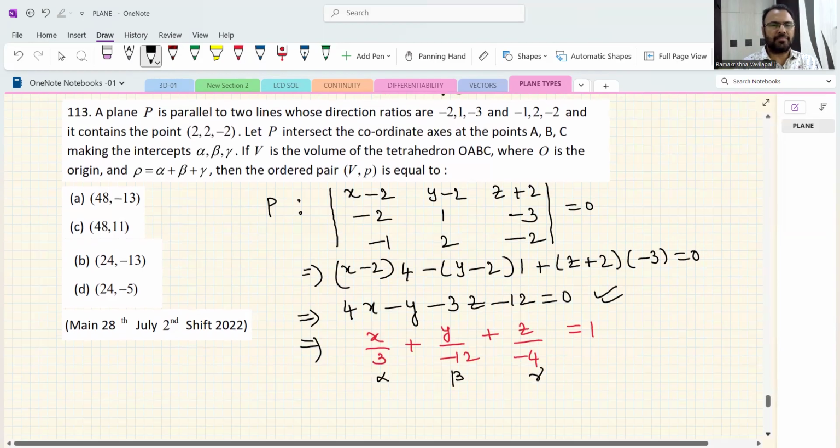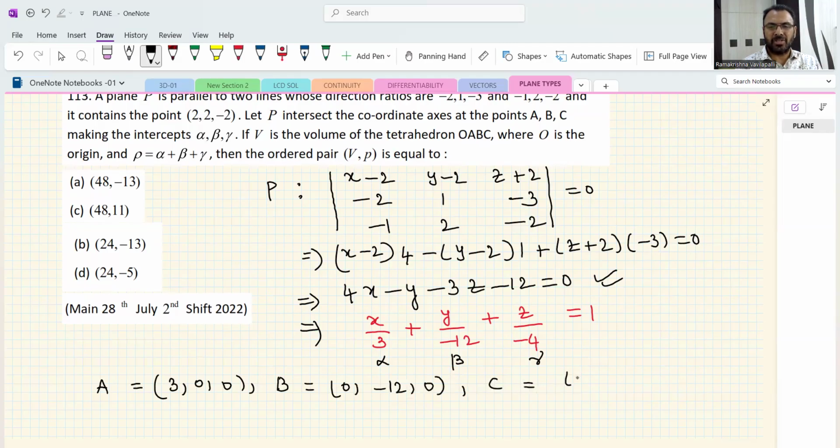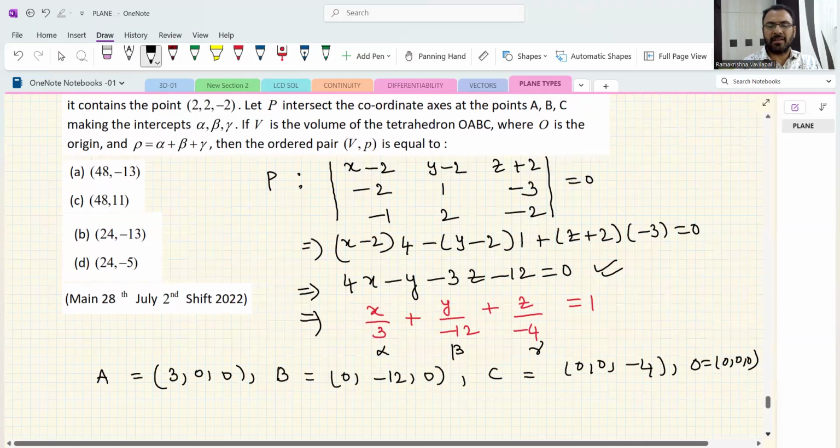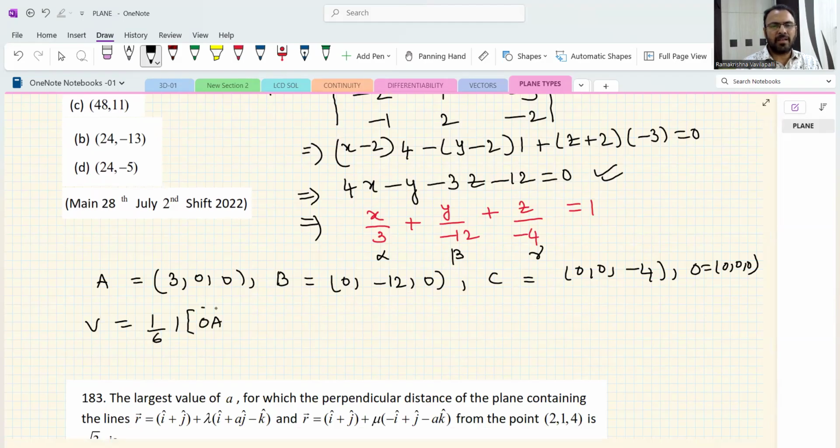We got it, right? Now asking what is the volume of tetrahedron. So here A coordinates are 3, 0, 0, and B coordinates are 0, minus 12, 0, and C coordinates are 0, 0, minus 4, and that origin is 0, 0, 0. So what is volume of tetrahedron? Volume of tetrahedron V is equal to 1 by 6 into modulus of box of OA bar vector, OB bar vector, and OC bar vector.